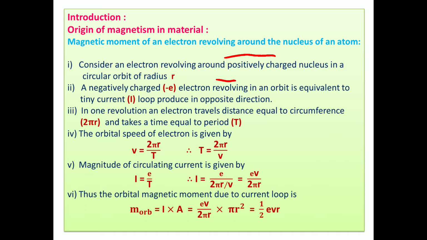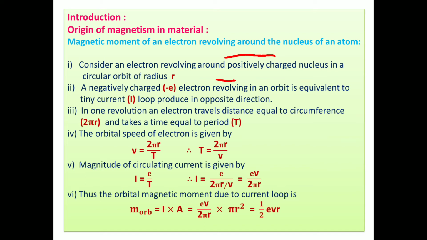A negatively charged electron, minus e, revolving in an orbit is equivalent to a tiny current loop produced in the opposite direction. Suppose we consider the electron is moving in an anti-clockwise direction, then we say that conventional current is flowing in a clockwise direction. In one revolution, the electron travels a distance equal to the circumference, and this circumference equals 2 pi r. And suppose it takes a time equal to the period of revolution, means T.